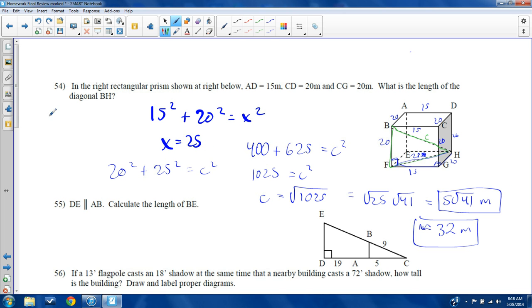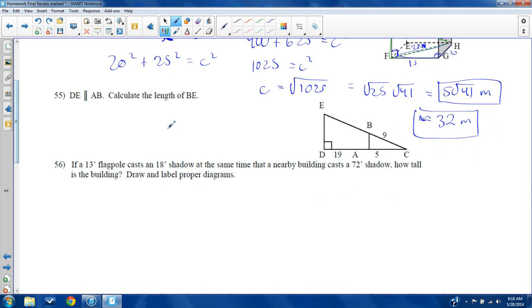Okay, DE is parallel to AB. Calculate the length of BE. Okay, we just did a problem like this. Now remember, what this really is is similar triangles. If you can see that this triangle is similar to this one, it's growing by the same amount, you have angle, all that stuff, then you could set up a proportion. CB is to CE as CA is to CD.